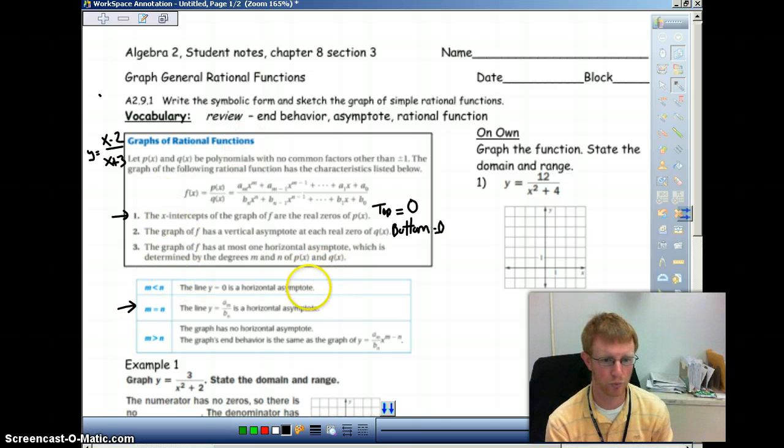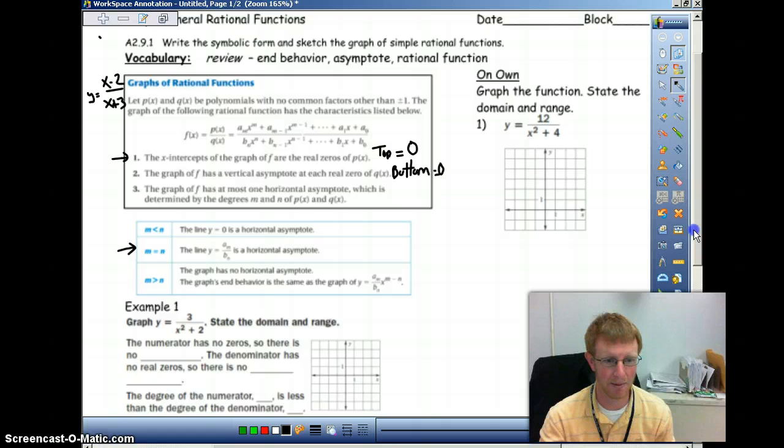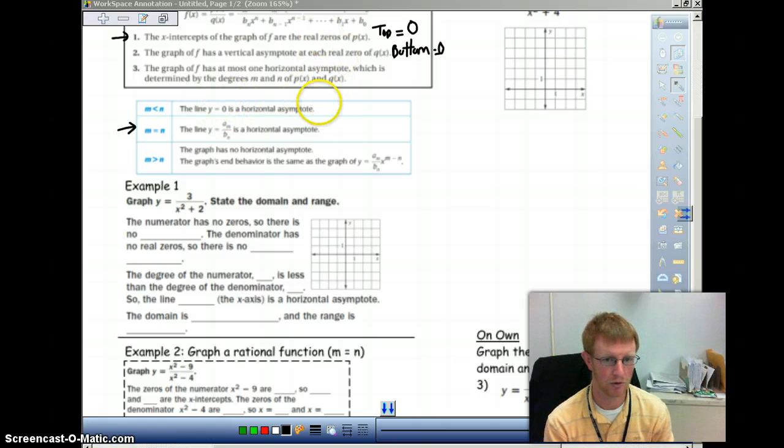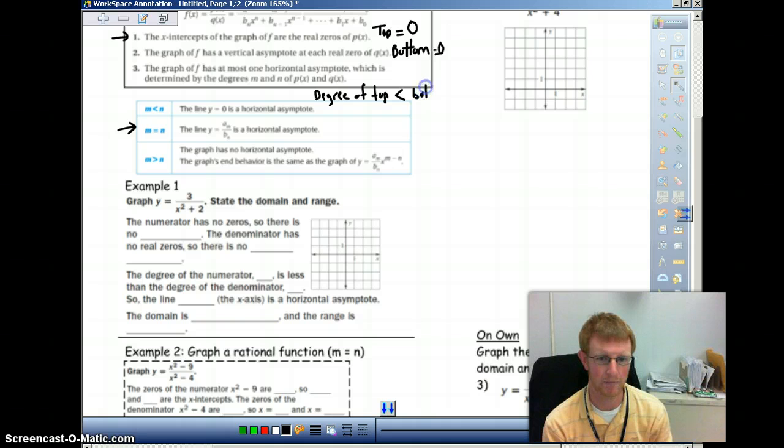So here are our little rules that we have. If the top is less than the bottom, so if M is less than N, in other words, if the power on top is less than the power on the bottom, we will automatically get y equals 0 as our horizontal asymptote. Okay, so this is degree of top is less than the degree of the bottom.